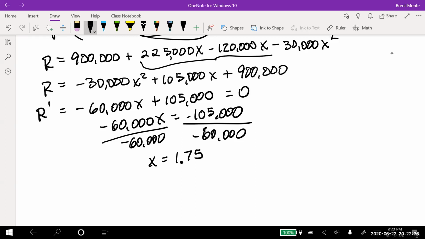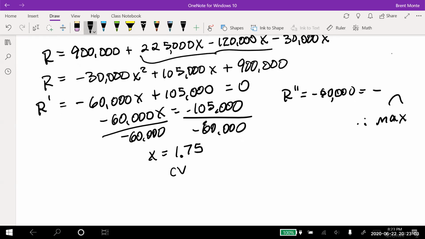Again, that's a critical value. I don't know that's where the max is. I can do the first derivative test, look to the left of that and to the right of that, make sure the graph's going up and then down, or just use the second derivative test, which is going to make it easier. R double prime is just negative 60,000, which is, of course, negative. So it's concave down, therefore it's a max.